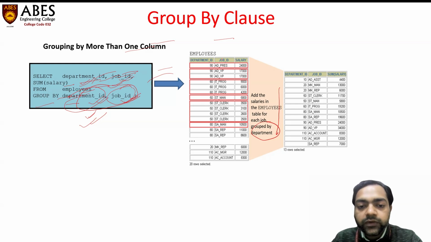So in this case what we need to identify is that you can see this 90 will have three particular job IDs, right? So 90 with this particular job ID will be different, and for this 90 this job ID will be different. So we need to group these two differently, right? So first of all we have 90 with this particular job ID, and the sum of salary is 24,000.